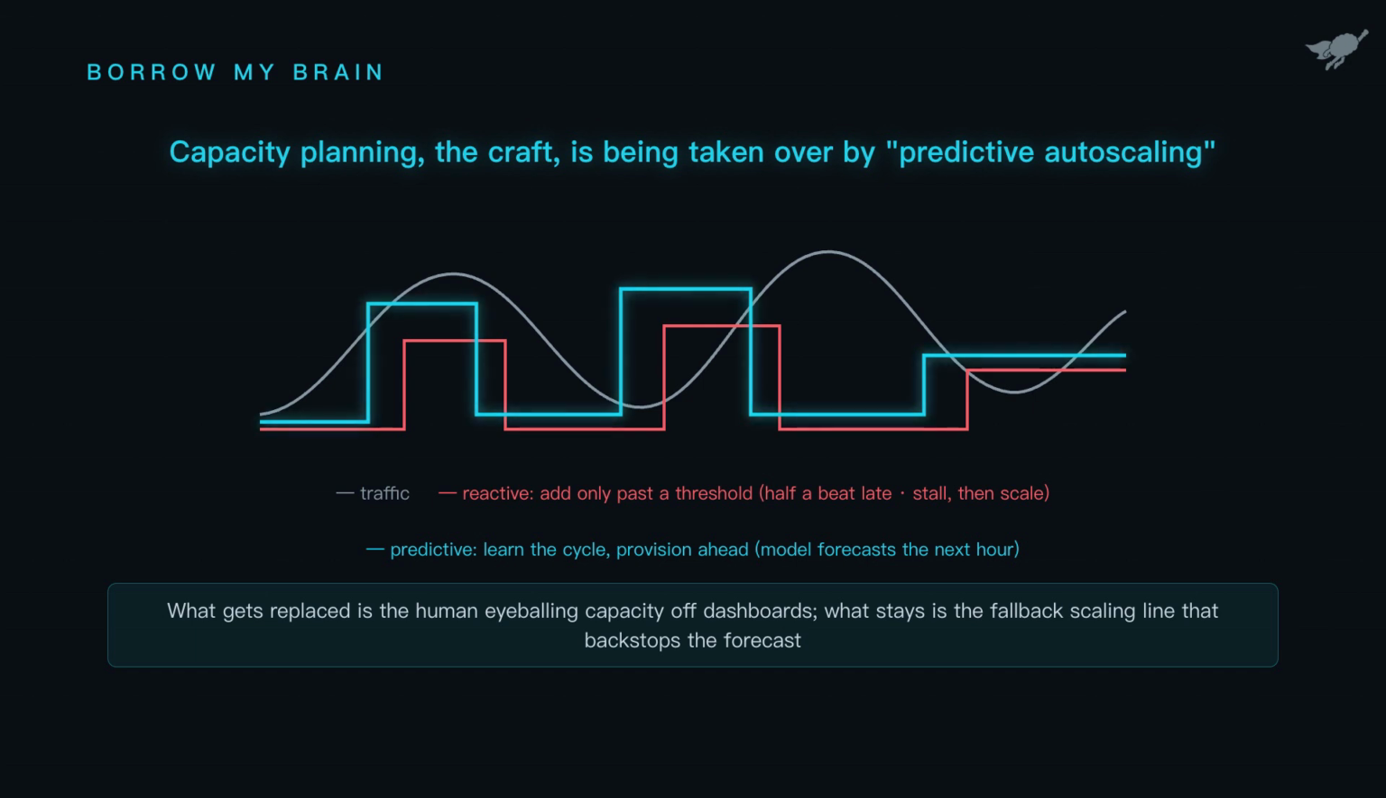2. What does it replace? What goes away is the human who stares at dashboards and eyeballs a capacity number. 3. What changes? Capacity goes from guessing one comfortably big number to a curve that follows the forecast. Idle machines turn directly into money back on the bill. 4. What shifts? The engineer's job moves from tuning thresholds to backstopping the forecast. The fallback scaling rule has to stay, because one day the forecast will miss. And on that day, you're back on the hard skills from today.